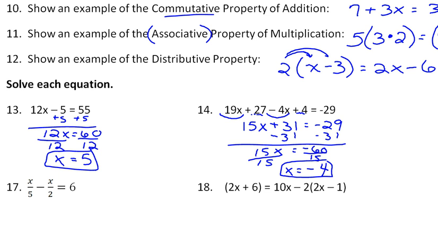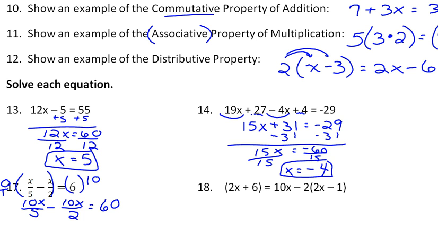Okay. All right, 17. Yes, there's a problem like this on the test. You need to find the common denominator and multiply both sides of the equation by the common denominator. 5 and 2, their common denominator is 10. So multiply both sides by 10. Remember, to make 10 look like a fraction, put a 1 under it. To help you remember, just multiply the 10 by the numerators. So 10 times x is 10x. 1 times 5 is 5. Minus 10 times x is 10x. 1 times 2 is 2. 6 times 10 is 60.